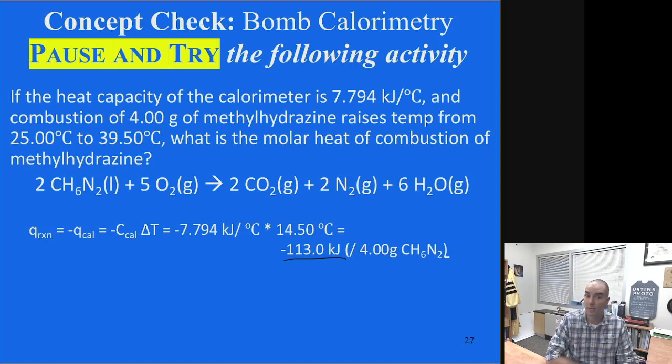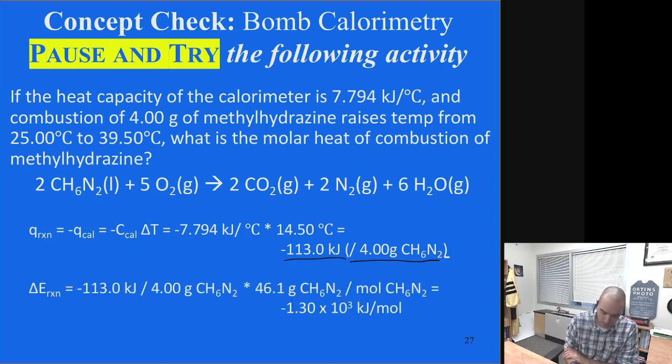So this is a combustion reaction. It shouldn't be a surprise to us that it gave off heat. Most combustion reactions give off heat. The sign there should be negative. But it is important to point out that this was for a 4-gram sample of methylhydrazine. So we can write this as negative 113 kilojoules per 4 grams of methylhydrazine.